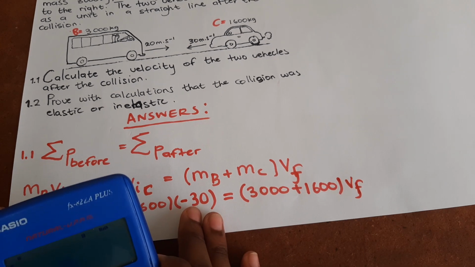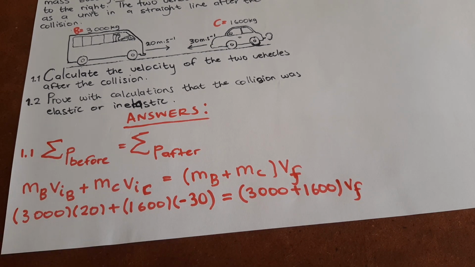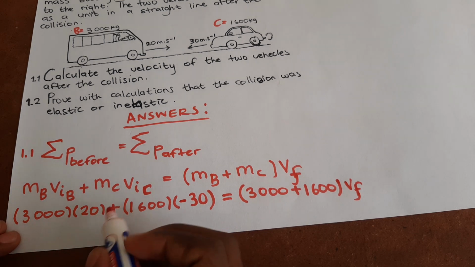Please students, don't forget to punch that into our calculators. Okay, and if ever I made some mistakes, I stand to be corrected, guys. 3,000 multiplied by 20 plus 1,600 multiplied by negative 30 is equal to 12,000. So this side we have 12,000.